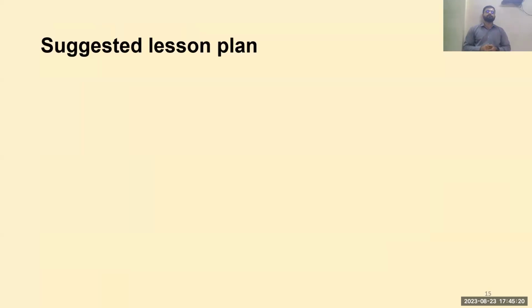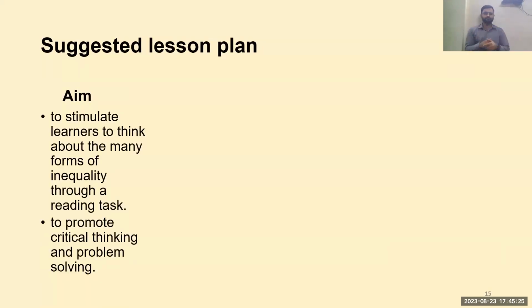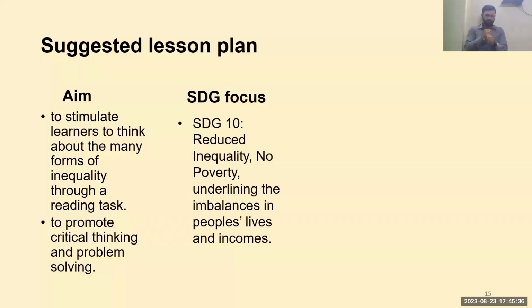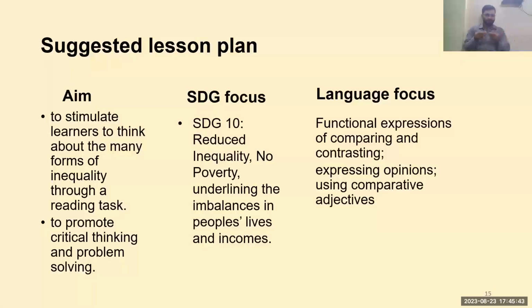Very good. So let's start the lesson plan. It's a reading skills lesson here, to stimulate learners to think about the many forms of inequality through a reading task to promote critical thinking and problem solving. The SDG focus is reduced inequality and no poverty, to underline the imbalance in people's lives. The language focus is comparing and contrasting, expressing opinions, and using comparative adjectives.